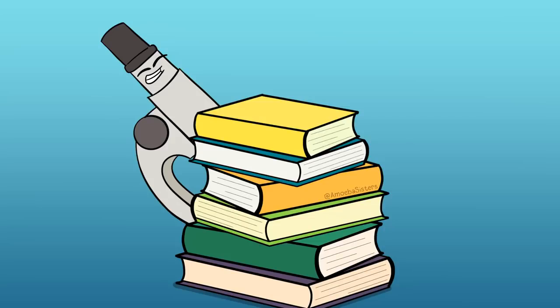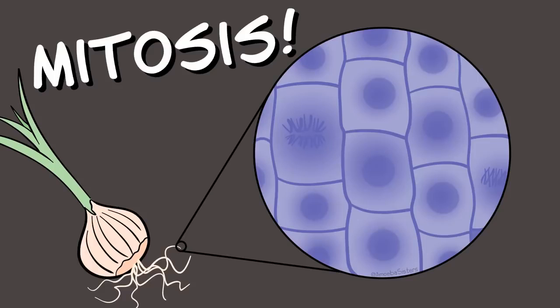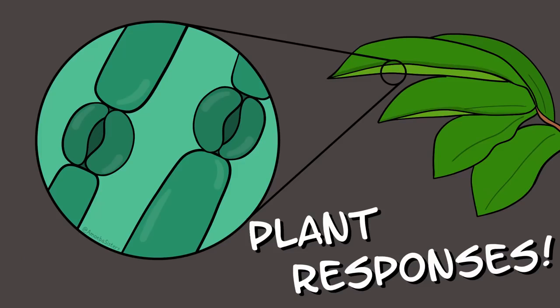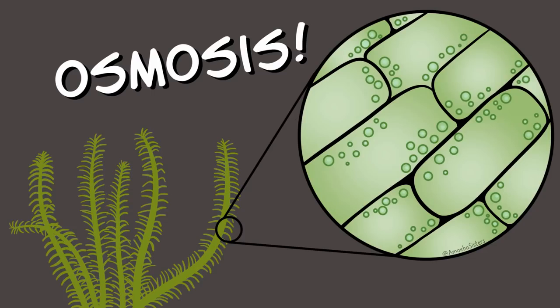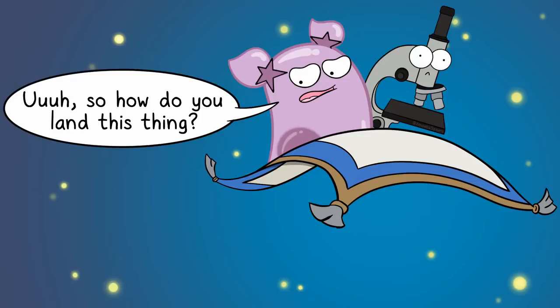Microscopes can also complement what you might be learning in life science. Studying mitosis? Check out the cross-section of an onion root tip where lots of mitosis happens. Studying plant responses? Take a look at stomata from a thin sample underneath a leaf. Studying osmosis? Take a look at how aquatic plant cells respond to different salt concentrations. Endless possibilities to explore endless curiosity.